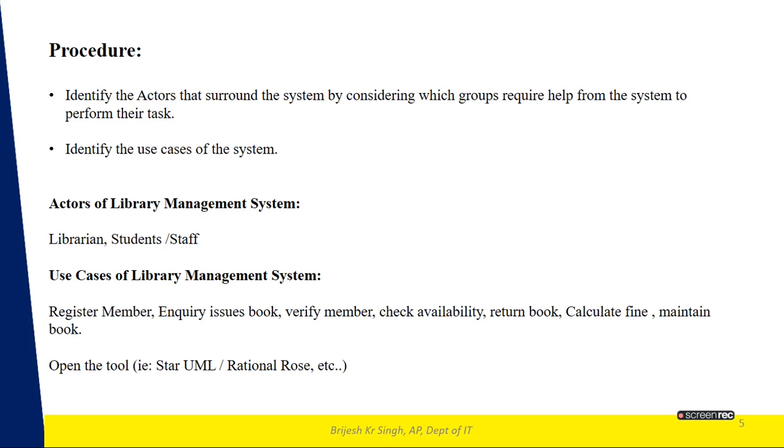In the library management system, two main actors are identified. The first one is the librarian and the second one is the student, staff or faculty. The use cases of the library management system are register member, inquiry, issue book, verify member, check availability, return book, calculate fine, and maintain book. These are the use cases of the library management system.